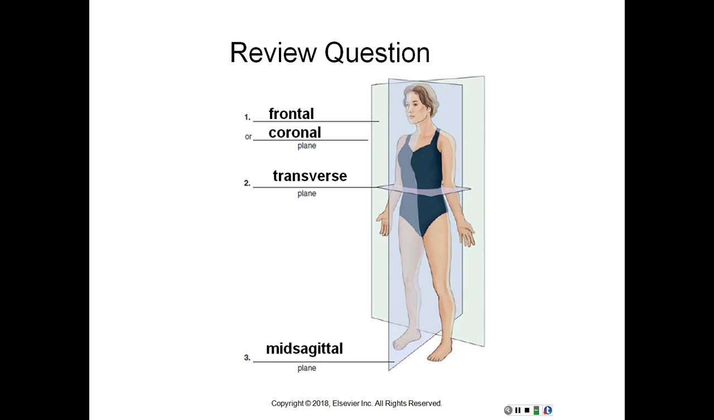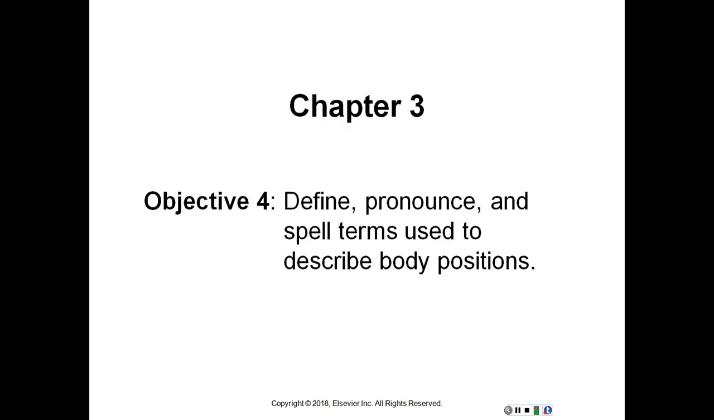Let's go ahead and continue with body position. So Objective 4, define, pronounce, and spell terms used to describe body positions. The first one, Fowler position, semi-sitting position with slight elevation of the knees. Lateral recumbent position, lying on side, right and left precede the term to indicate the patient's side. Lithotomy position, lying on back with legs raised and feet in stirrups, hips and knees flexed, thighs abducted, which is away from the body, and externally rotated.